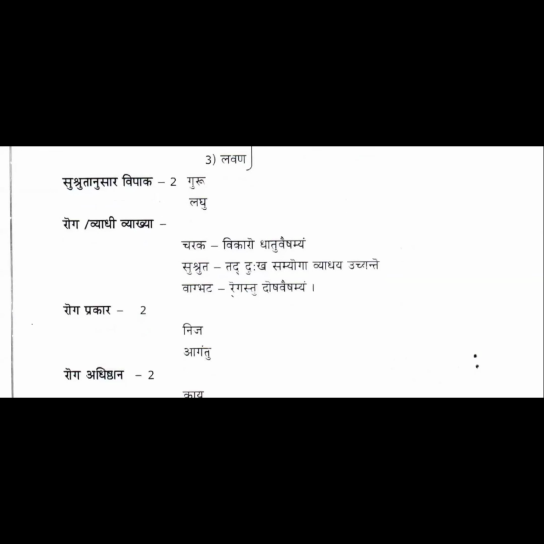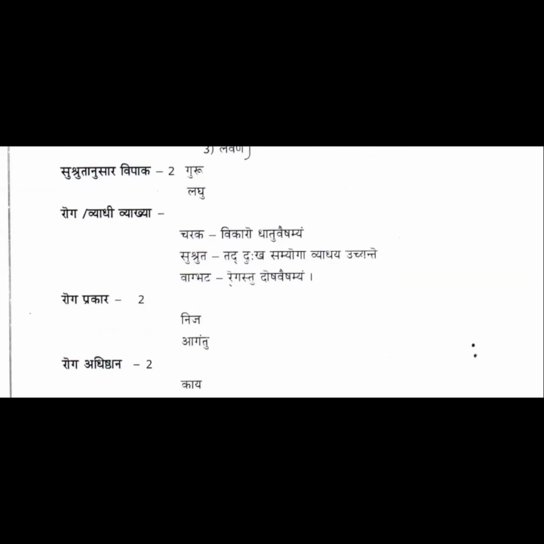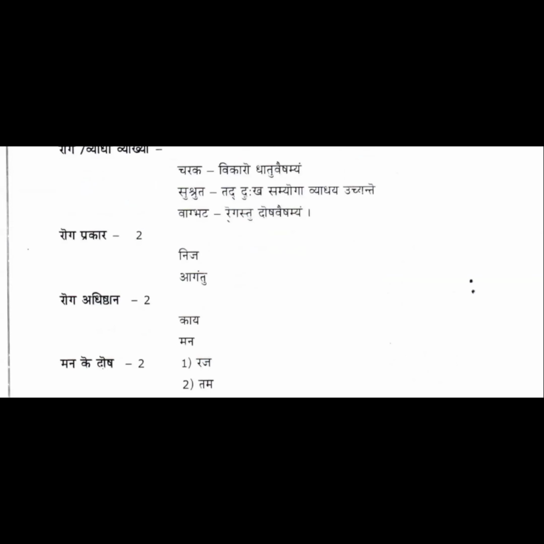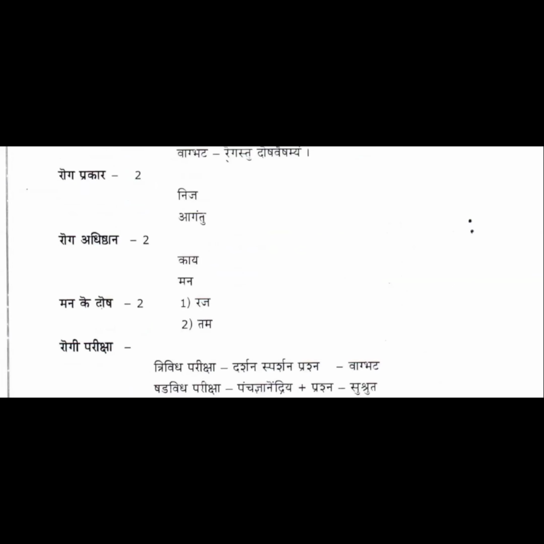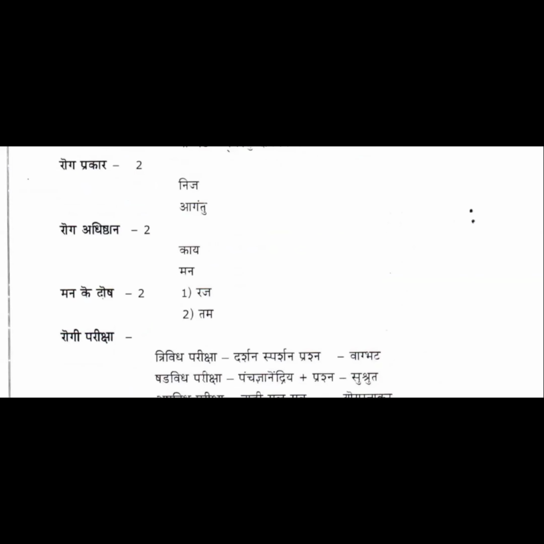And he has classified Roga as 2 types, Nija and Agantuja, and the Roga Adhishtana is Sharira or Kaya and Mano Adhishtana. And coming to the doshas of Manas, it is Raja and Tama. Sattva is not a dosha, it is the Manoguna.